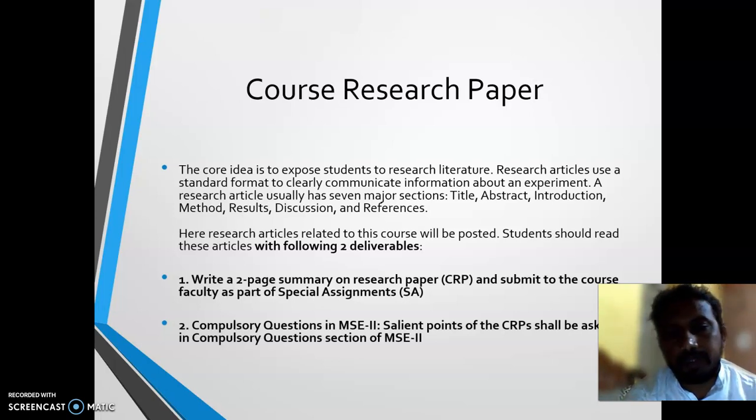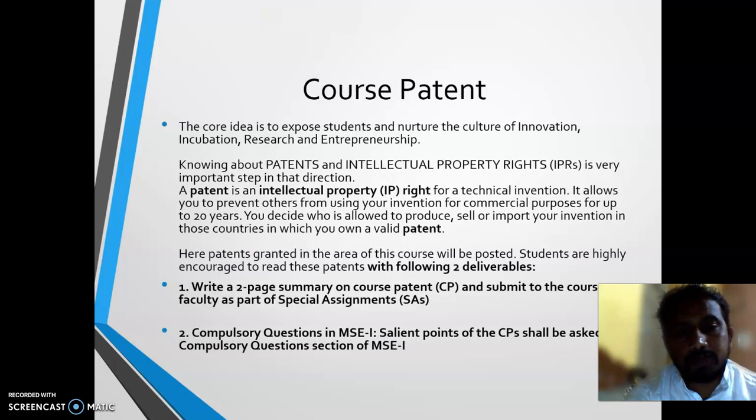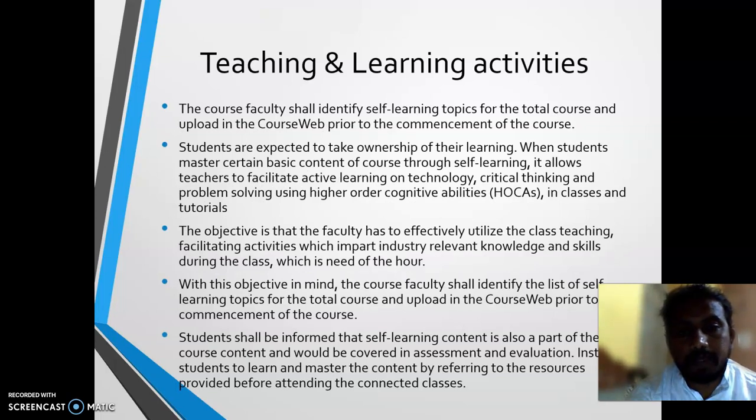For the course research paper, you need to submit a summary report about it. That would be given as a special assignment. For the course patent also, you need to submit a report, as another special assignment. For the course patent, you would have a compulsory question in MSc 1, and for the course research paper, you would have a compulsory question in MSc 2.